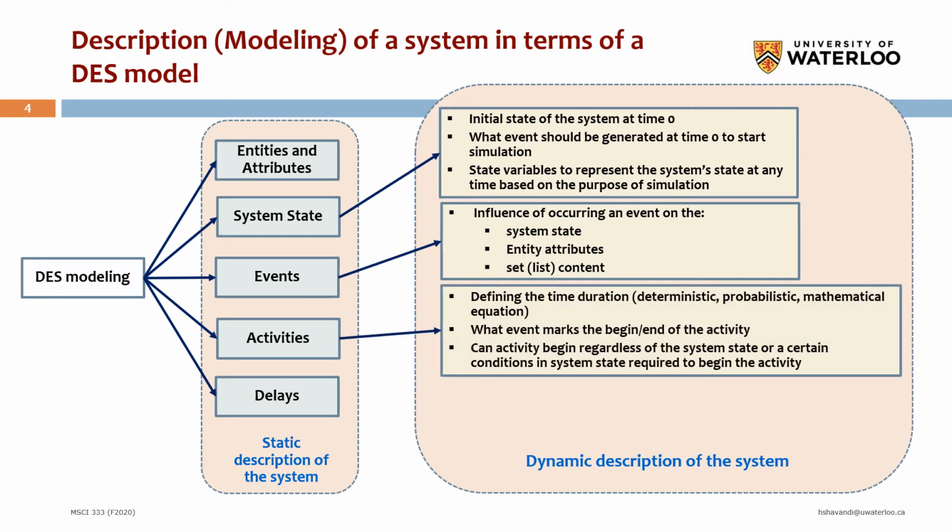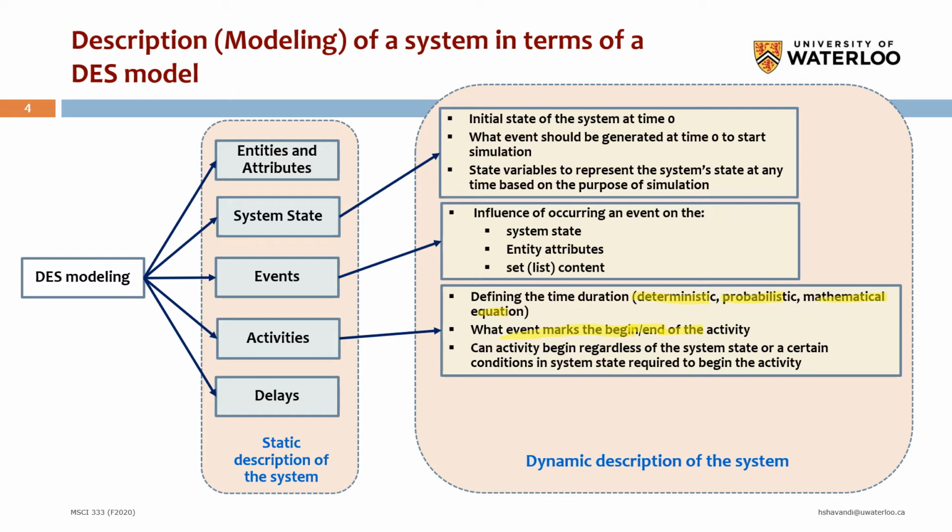For activities, we need to define how we are going to obtain the time durations. It could be deterministic or constant, or it could be probabilistic. We can have a distribution for that time duration, or we can formulate it by a mathematical equation. And for an activity, what event makes it begin or end? What event will trigger the beginning of an activity, and what event will end it?